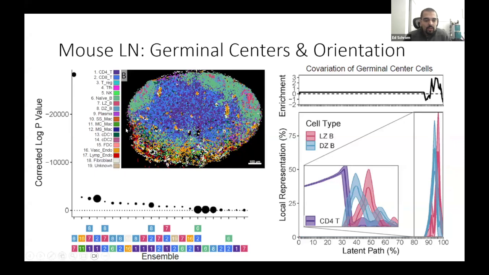Additionally, these cells are also patterned not only with respect to one another, but also with respect to the CD4 T cells. So if we zoom in on that covariation plot, we see that the light zone and dark zone actually separate into distinct regions, where the dark zone overlaps with CD4 T cells more. And if we look back at the original image, we can see indeed in all 3 germinal centers, the dark zone is oriented towards the T cortex, whereas the light zone is oriented away.